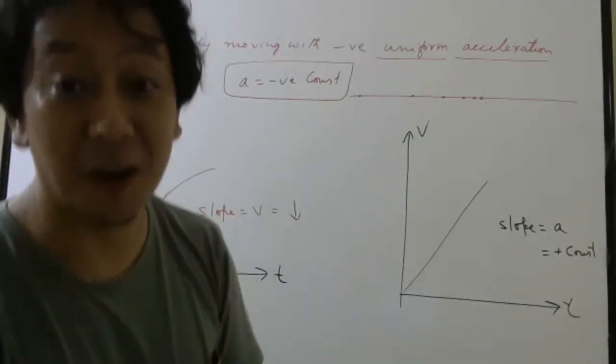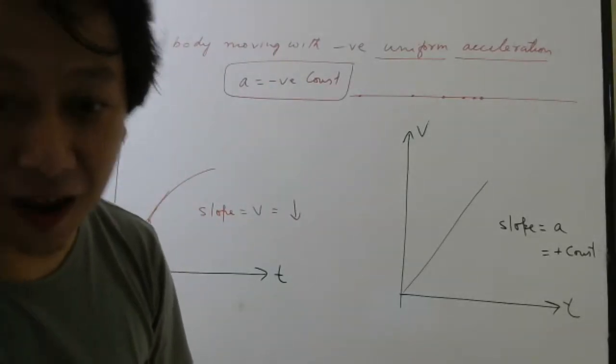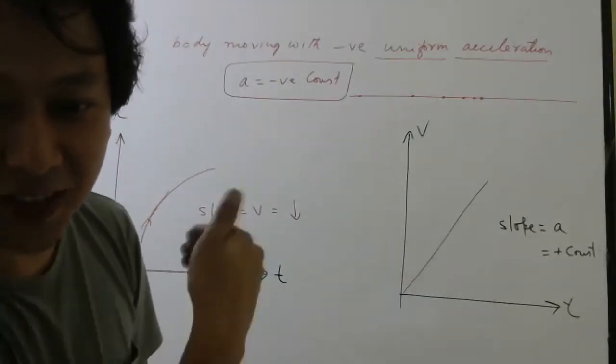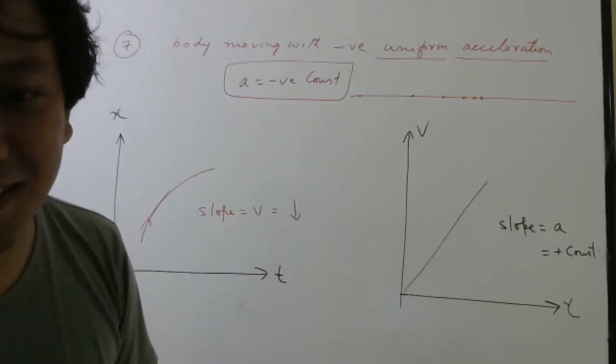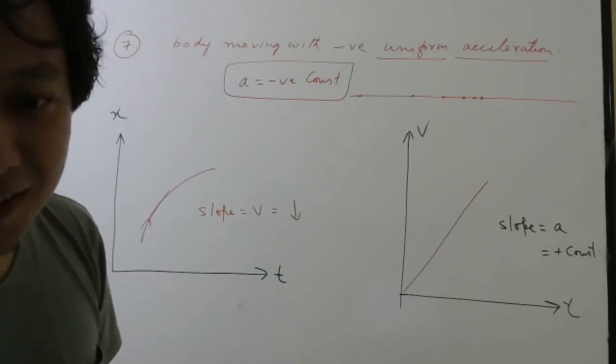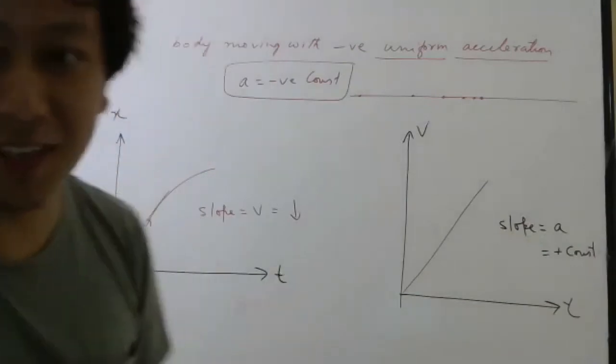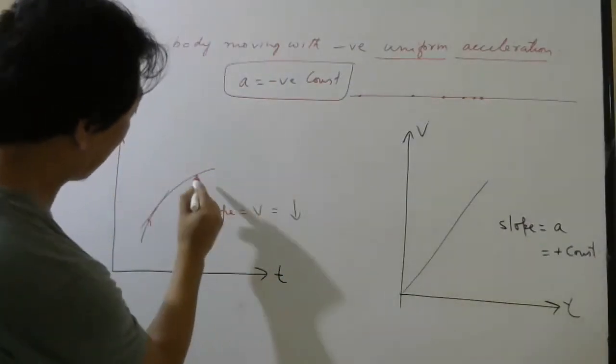After some time, it will stop. Then what will happen? That moment, it is zero. Speed is zero. But after that, what will happen? Because of that acceleration, it will now travel in opposite direction and it will start moving faster and faster. So if you continue the graph, it will look like this.